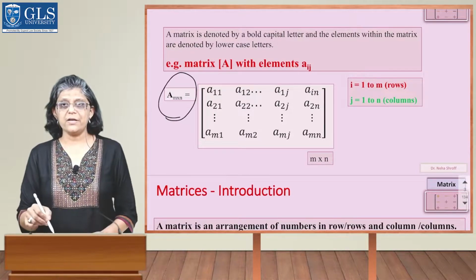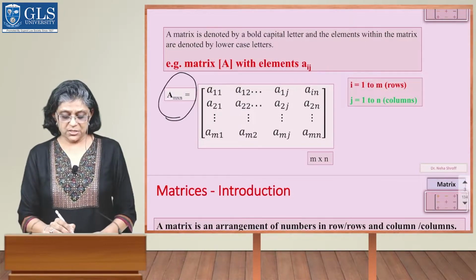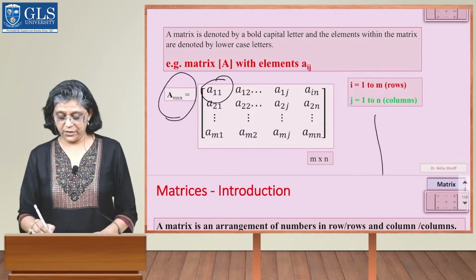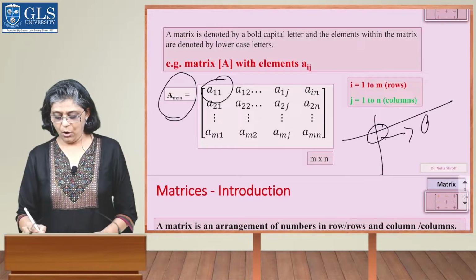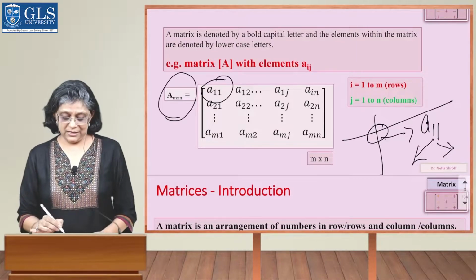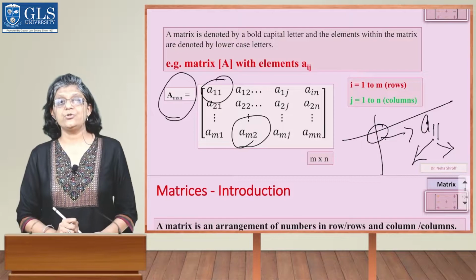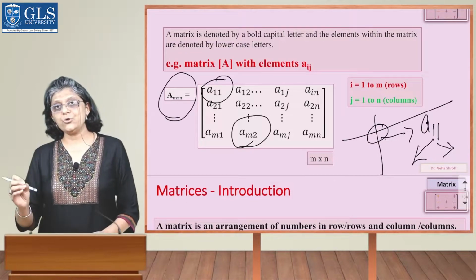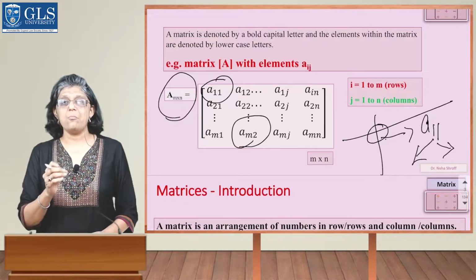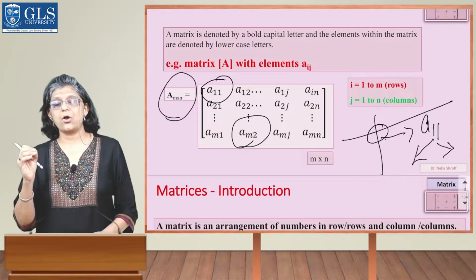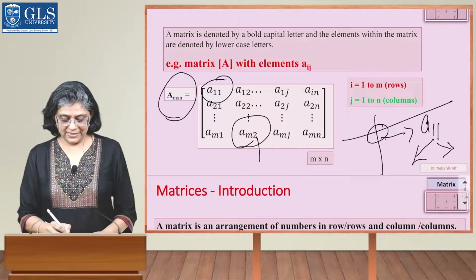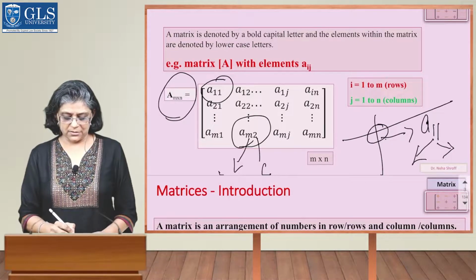Now, how do we read these columns and rows? This position says it is the first row, first column, and the intersection value is given the identity a11. What does this mean? Let me take another example, like a m2, where m is the row number and 2 is the column number. So this is the column and this is the row.